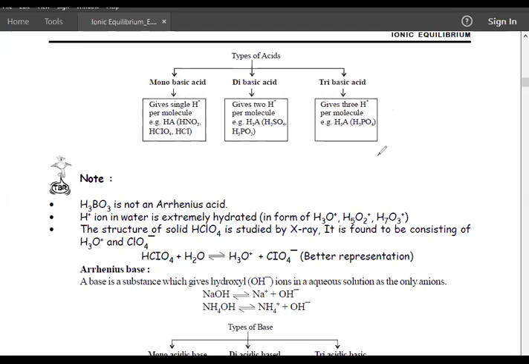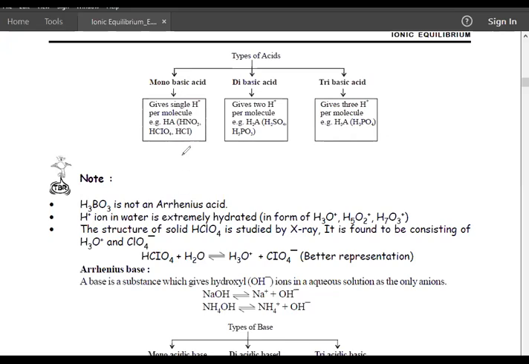Now, there are exceptions to this also, so don't worry. Till we are studying organic, we won't be worried about these exceptions. That's why I'm using the term exchangeable hydrogen, not acidic hydrogen. It may be called acidic hydrogen, but exchangeable hydrogen is the best term.